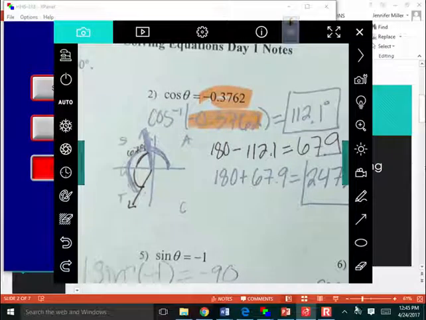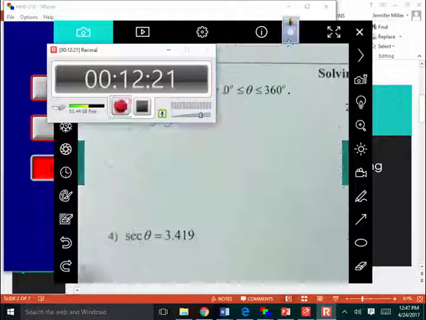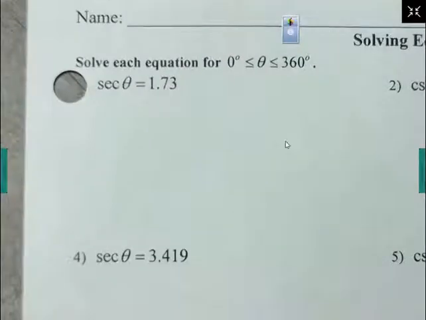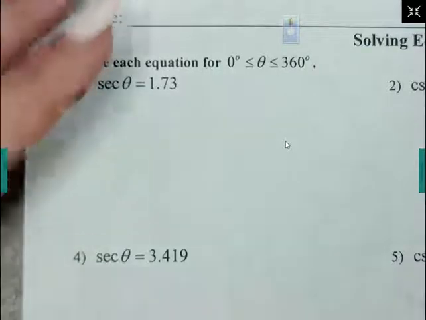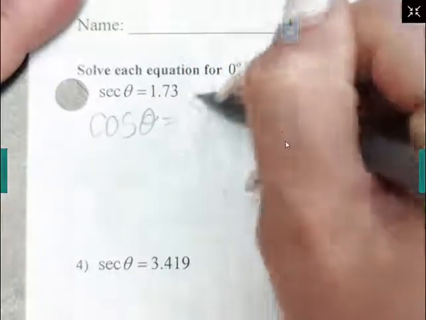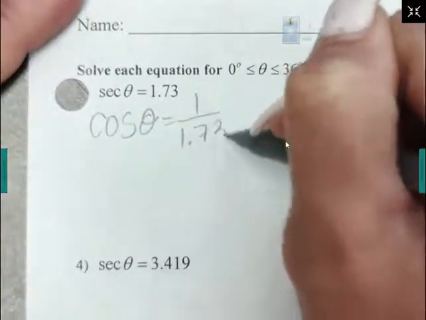All right, I'm going to pass out the handouts for today. Okay, 3, 2, 1. There's not a secant, ladies. Unfortunately, there's not a secant button, okay? But what we do know is that the secant is equal to what? Yes, sir. The reciprocal of cosine. Right. And similarly, cosine is equal to the reciprocal of secant, right? So this is the same thing as just saying the cosine of theta is equal to 1 over 1.73.